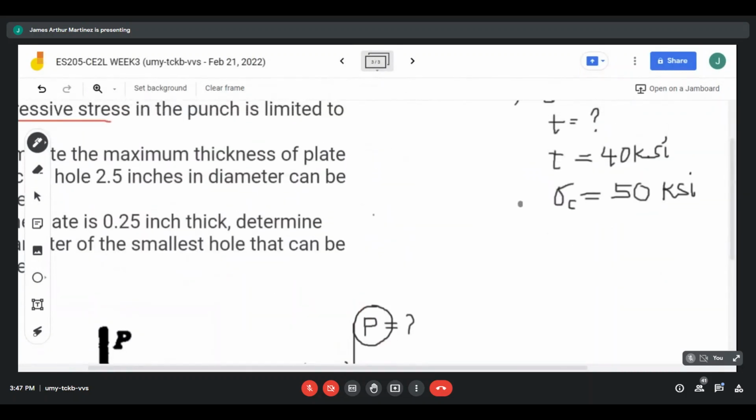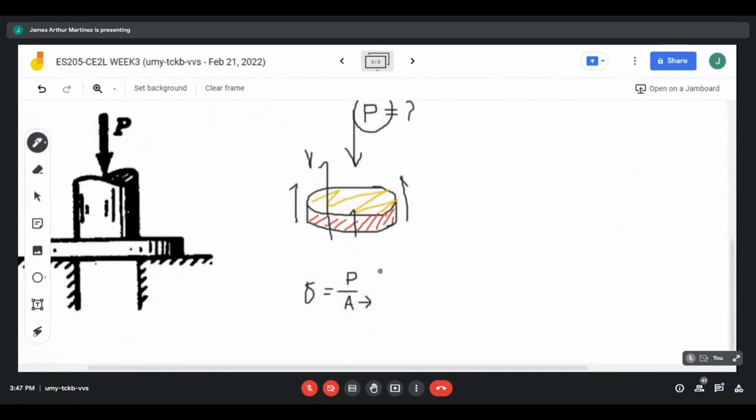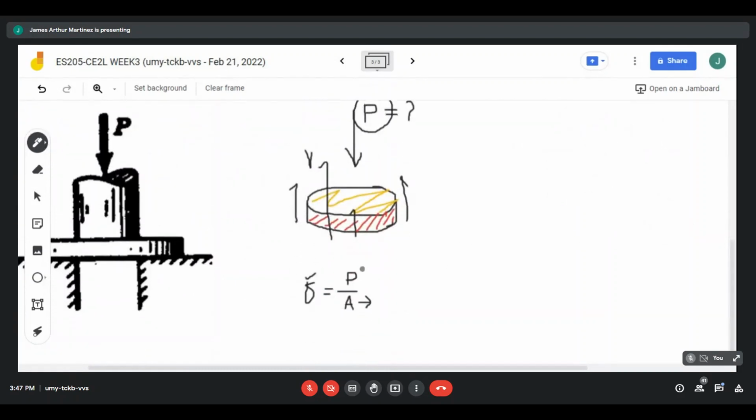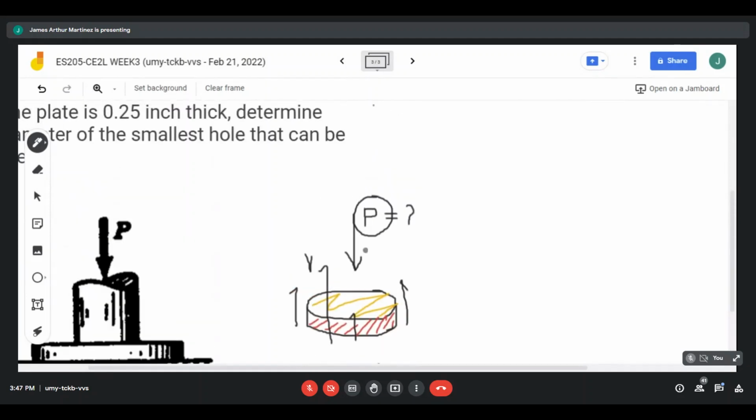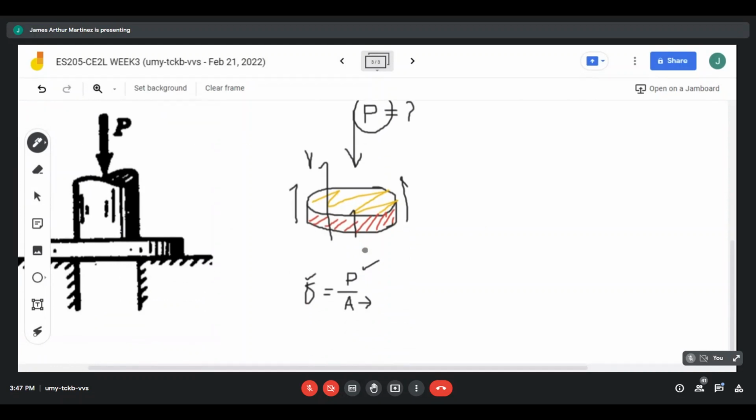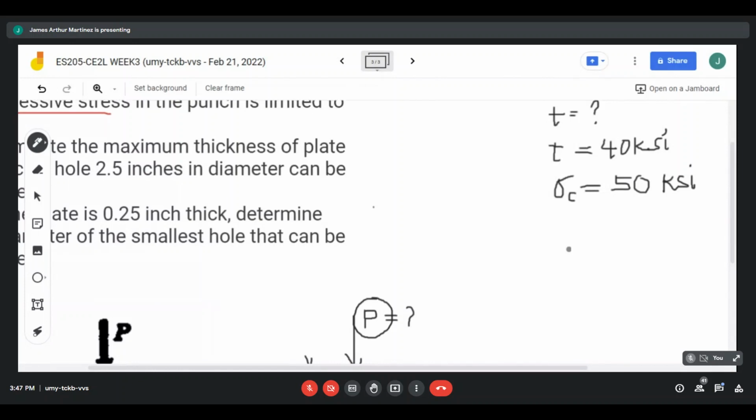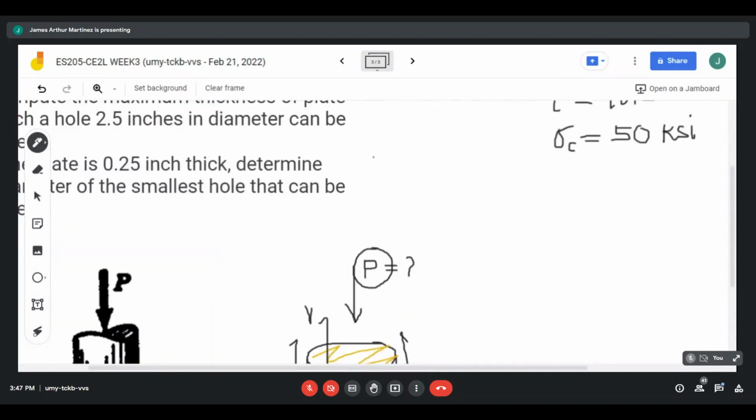And since we are given a diameter, we can compute the area. We have the diameter of the hole, and we are given a limit for its compressive stress, 50 KSI. So we can obtain the force P. Why is this important in the analysis? Because it is the basis for our shear force V. We cannot proceed with our equation for shear stress, tau equals V over A, without knowing the magnitude of the force P.